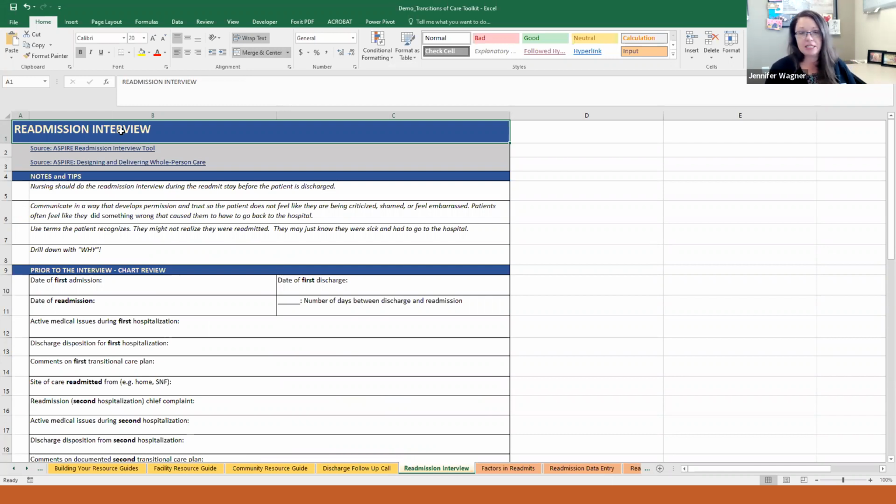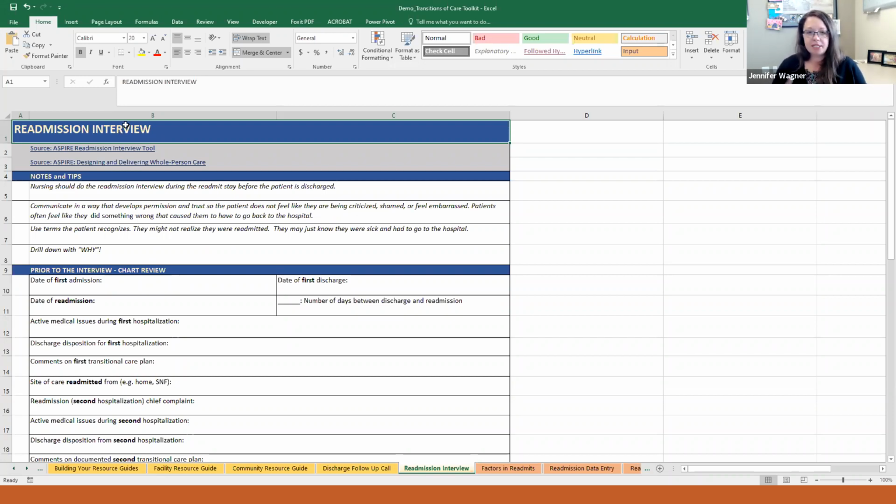And so, as I mentioned, this was a new concept for a lot of our hospitals, but the readmission interview is to be done during the readmission stay, it's not a call afterwards, and it's a gold mine of information to get to really why that patient was readmitted in their own words, because they might not understand that they were even readmitted. They just knew they were sick and had to go to the hospital.